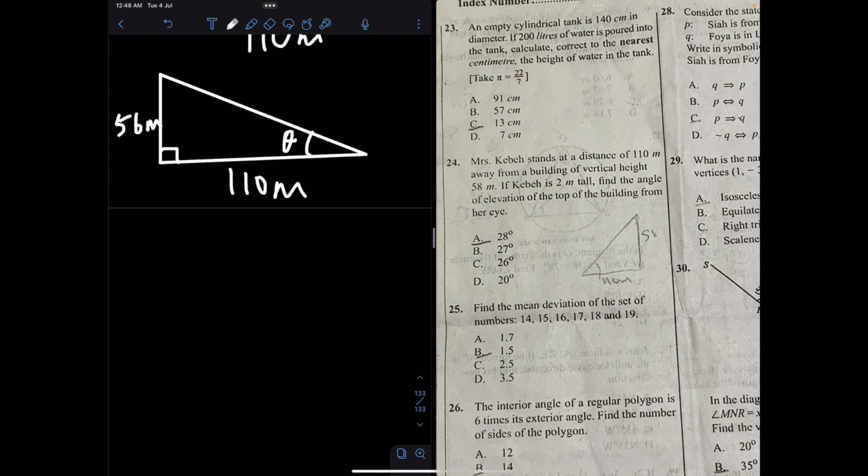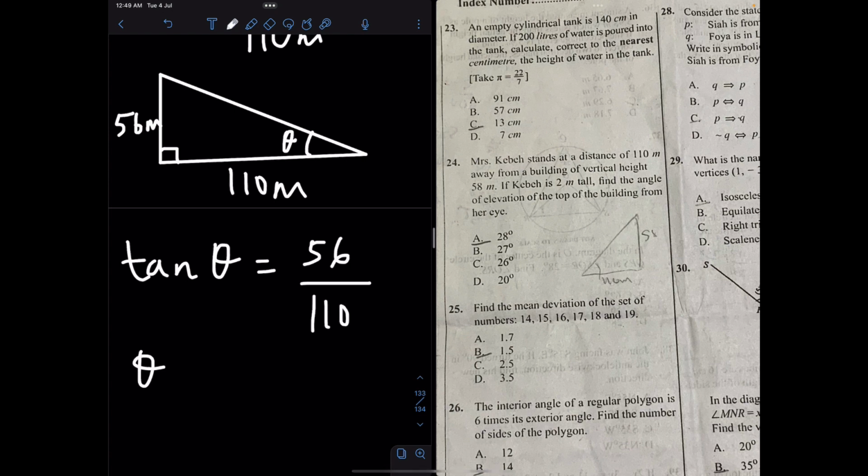So what do we do here? What trig ratio can we use to find theta? Tan theta is opposite over adjacent, and that's 56 over 110. So theta itself is the same as the tan inverse of 56 over 110.